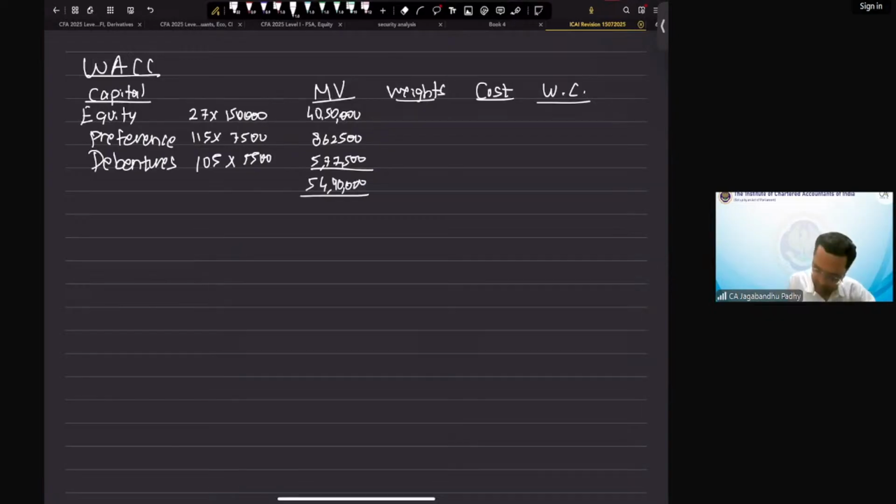So total, this is 54,90,000. I can get the weights as 0.7377, 0.1571, and 0.105. So these are the weights which will obviously totaling up to 1.